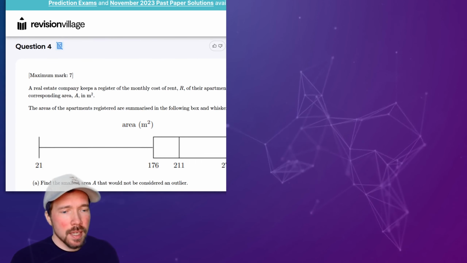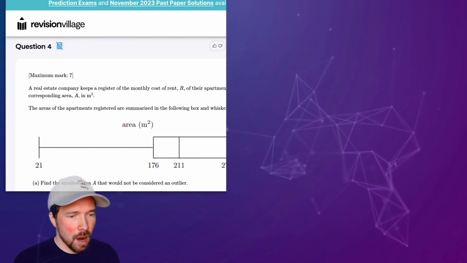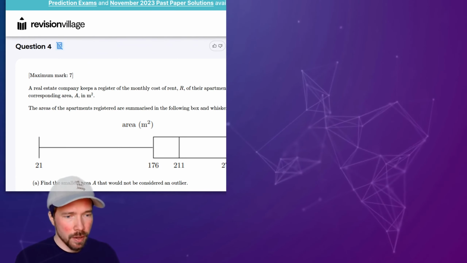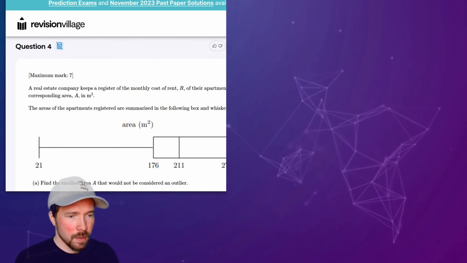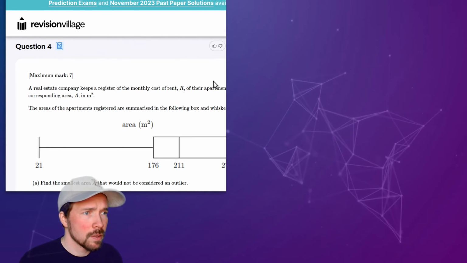A real estate company keeps a register of the monthly cost of rent R of their apartments and their corresponding area in square meters. Do you see the entire thing?